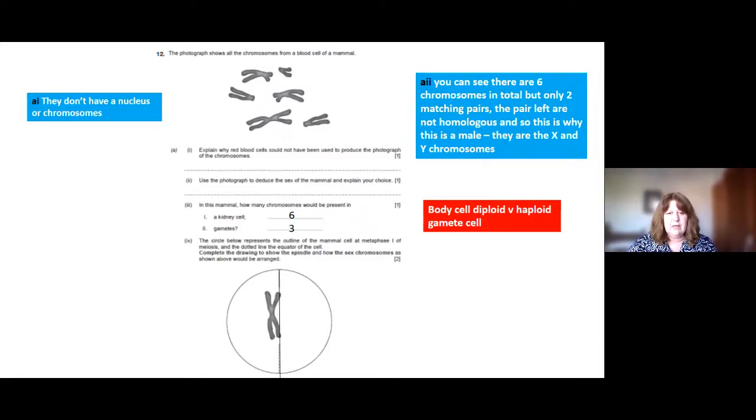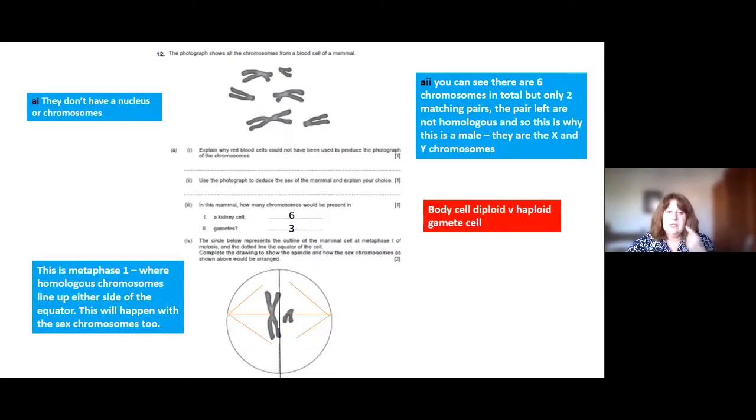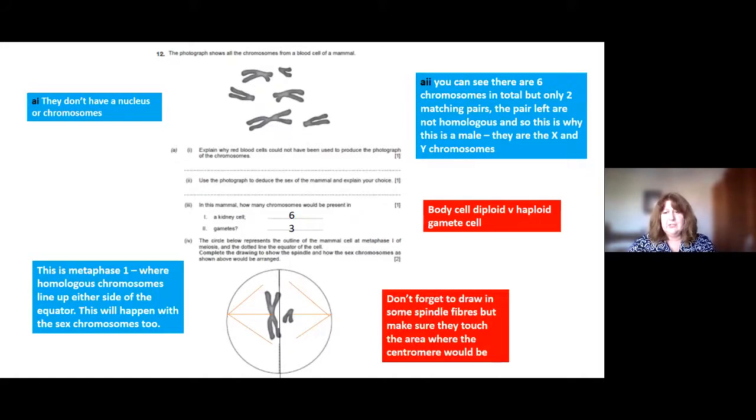Okay, now I'm going to reveal. Here we go. They're not homologous chromosomes as we're used to seeing them, but they are a pair, so they would be arranged either side of the equator. But it does say show the spindle, so now I'm popping the spindle in as well. And please don't forget things like that, okay? So this is metaphase 1, the homologous chromosomes are lining up either side of the equator. That happens with the sex chromosomes too. And please don't forget to draw those spindle fibres.